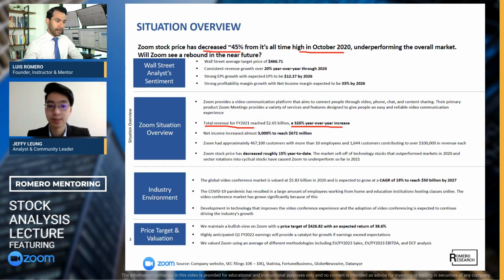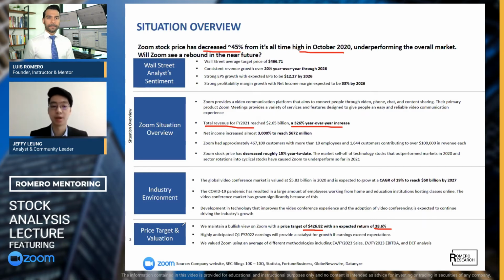Yeah, and I see that. I mean, when you talked about revenue for 2021 reaching 2.6 billion, 326% growth, that is massive, massive growth. But in terms of your price target, okay, so you have a $426 price target, which represents approximately 38% upside from their current level. How confident are you in that price target, given that the current market environment is not conducive or favorable to high growth technology stocks?